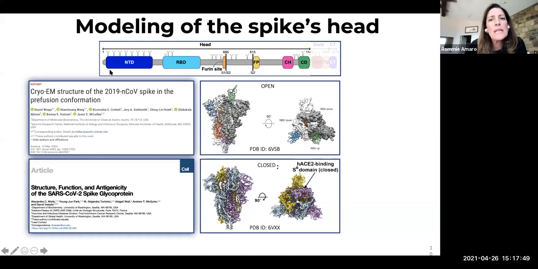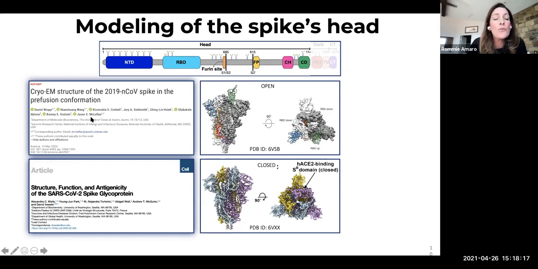The spike protein is a trimer, and each protomer has, I'm showing here the sequence of the protomer. Each protomer has almost 1,300 residues made up of a number of different domains. The bulk of the spike protein is constituted by the region that we call the head. This is the structure shown here in the middle. This is the part of the spike protein that the cryo-electron microscopists can image to high resolution.